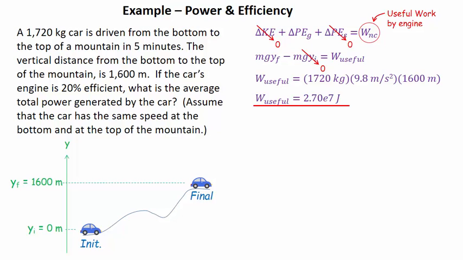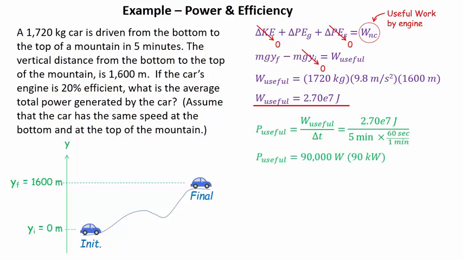And so now we can use the work to find out what the power is with the equation that power is equal to work divided by the time. Since this is the useful work, that means we're calculating the useful power. So now we can go ahead and plug in values, and we find out that the useful power is 90,000 watts or 90 kilowatts. Now what we're trying to actually find for this problem is the total power, and so that's another significant number, and we'll underline that too.